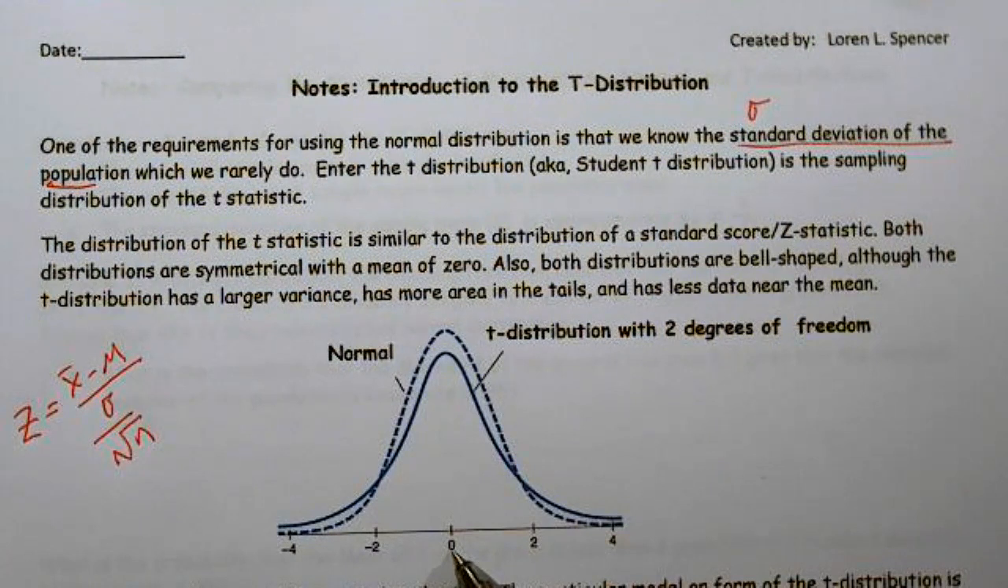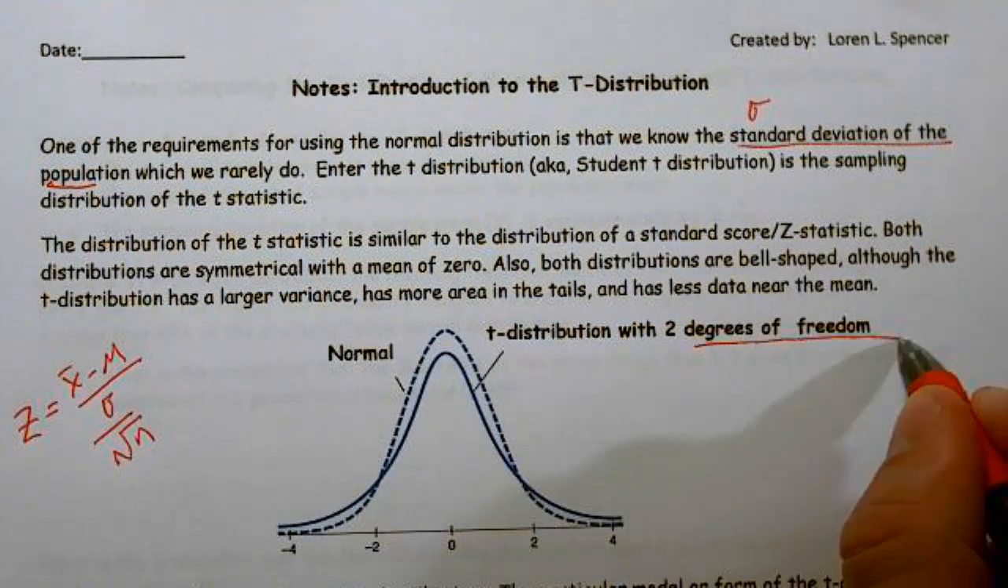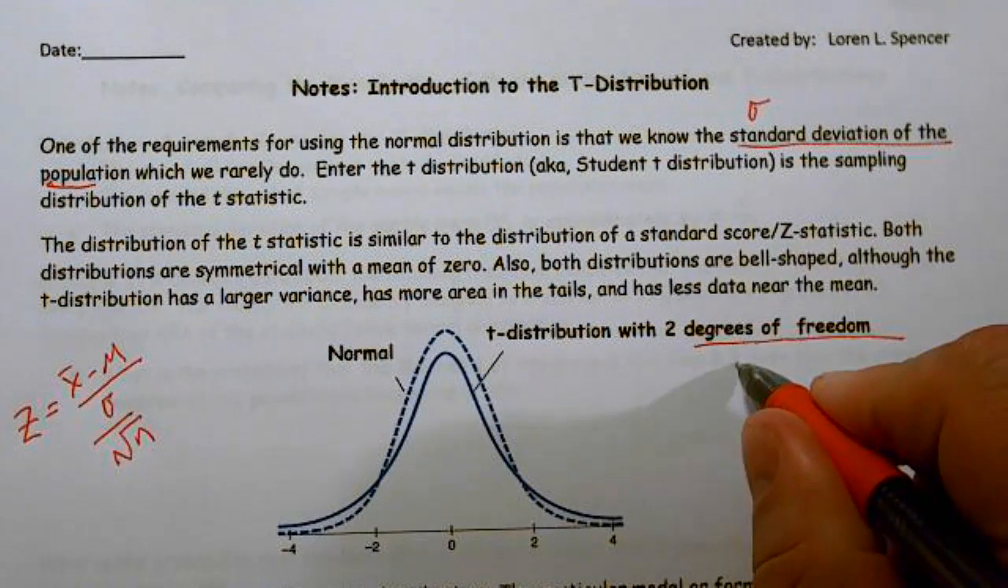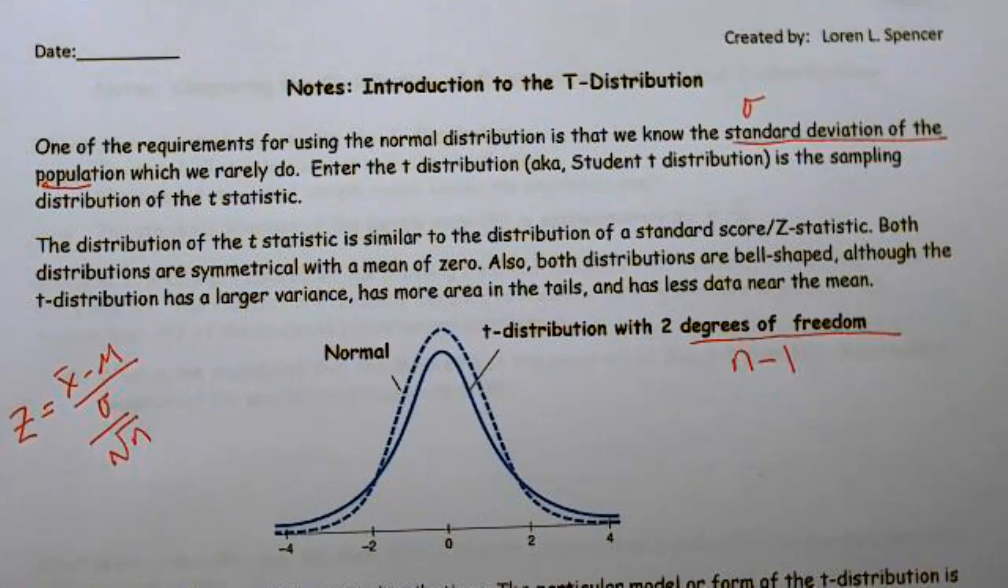But one thing that's different about the t-distribution is that there's a different set of probabilities associated with the t-distribution for every single sample size. Now, we like to make it fancy and say every degree of freedom. Well, degrees of freedom just happens to be the sample size minus 1. So there's a different probability set for every t-distribution with a different sample size or different degrees of freedom.